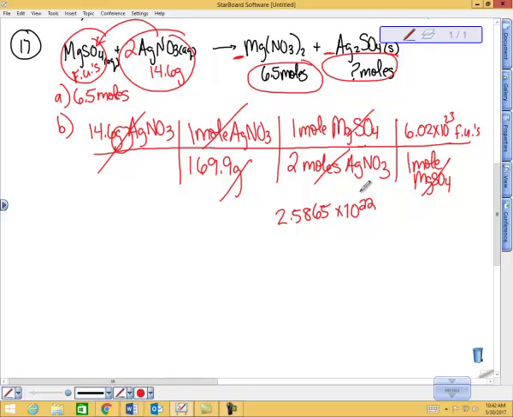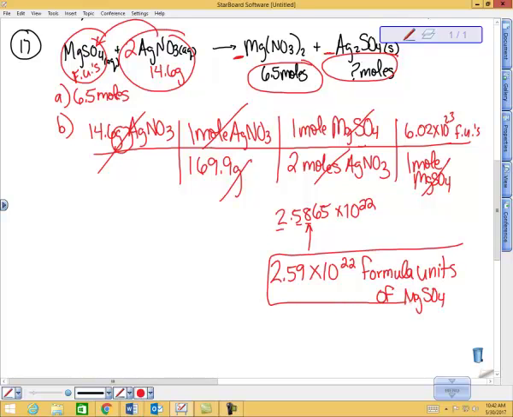All right, so sig figs: mole ratios don't count. The numbers 1 don't count. Let's see, this one's got 3, we have 4 on that molar mass, and 3 again. So let's round to 3. 1, 2, 3. Does the 8 need rounding? Yeah. So 2.59 times 10 to the 22nd. And what you should be saying is formula units of magnesium sulfate. And that would be your final answer for B.